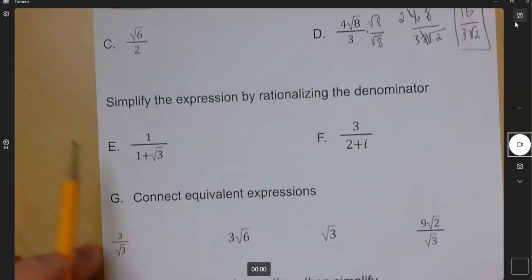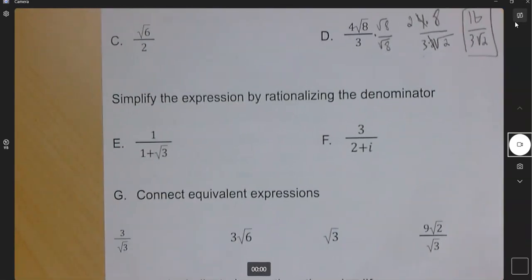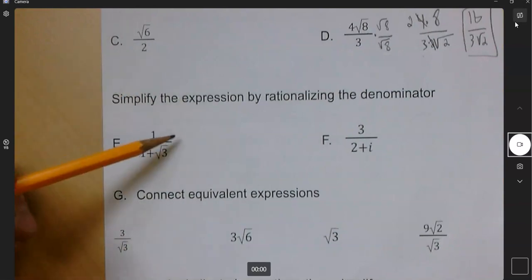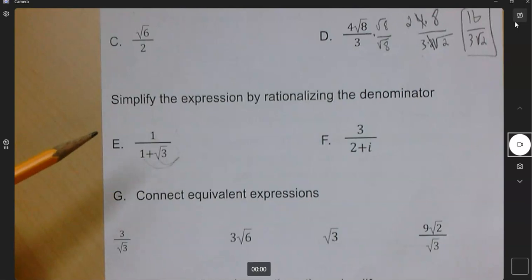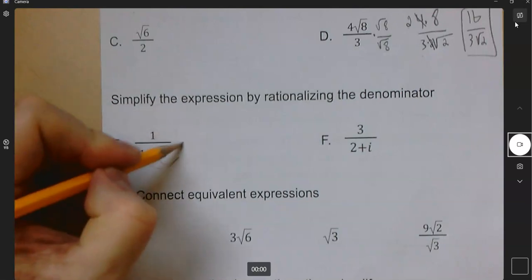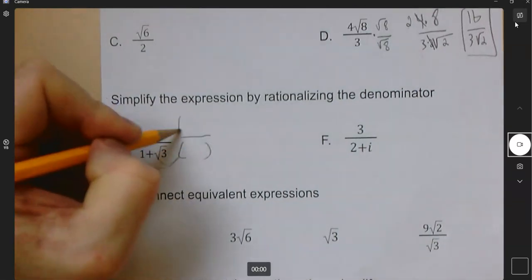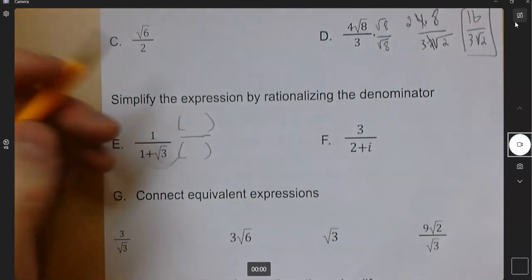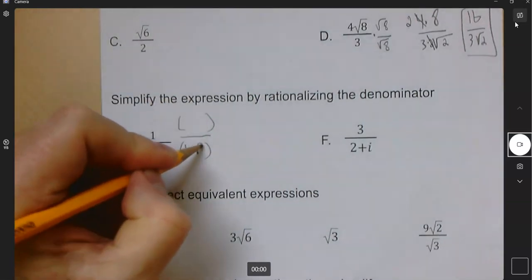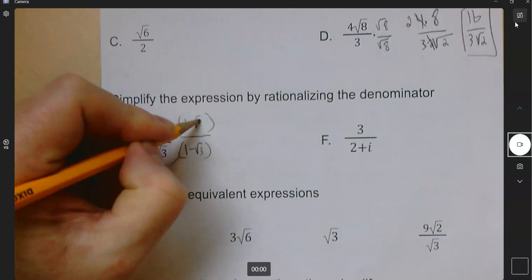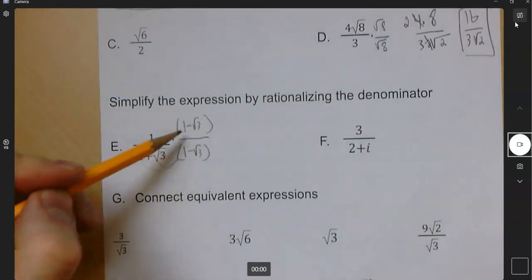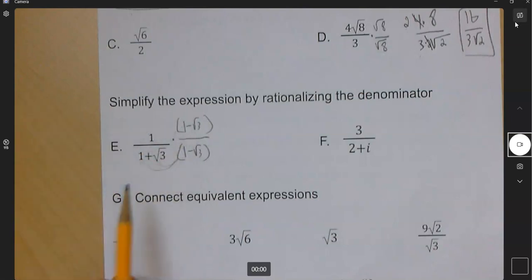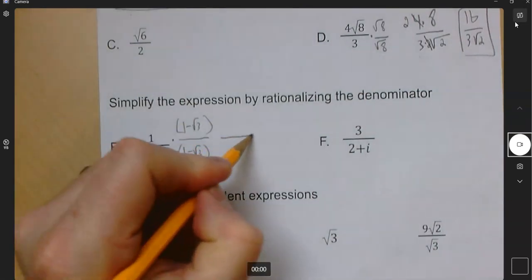Okay? Let's talk E. For E, we cannot just multiply by root 3 over root 3. If you tried multiplying by root 3 on top and bottom and distributing, you would still have a square root in the denominator. So on this one, we need to multiply by what we call the conjugate. The conjugate of 1 plus the square root of 3 is 1 minus the square root of 3. I still have to multiply by a fancy form of 1. Anything over itself is 1. But by multiplying by the conjugate down here, you're going to see that square roots go away.